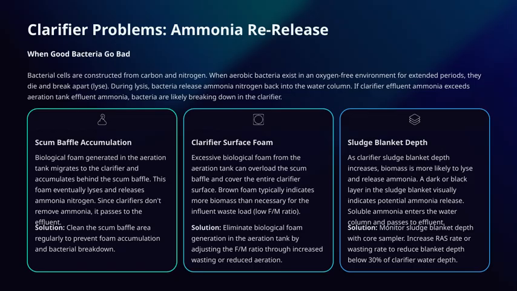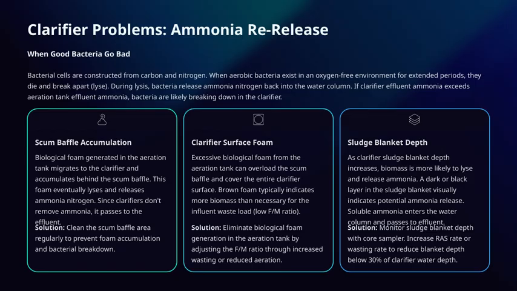Moving on, excess biological foam on the clarifier surface is another issue. When there's too much foam, it can overload the scum baffle and spread across the entire surface. Brown foam, in particular, shows that there's more biomass than the system needs. This low F/M ratio indicates overgrowth. The solution is to control foam formation upstream in the aeration tank. We can do this by adjusting the F/M ratio, either increasing wasting or reducing aeration to cut down on foam generation.